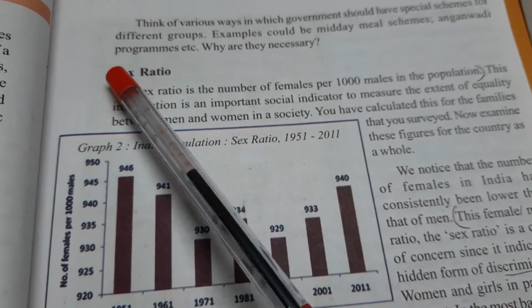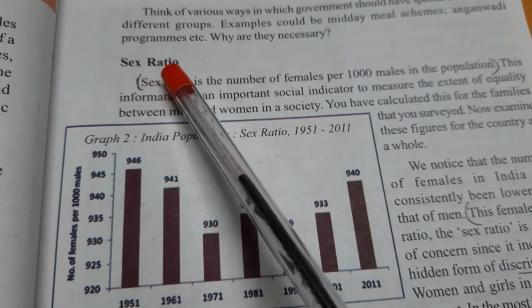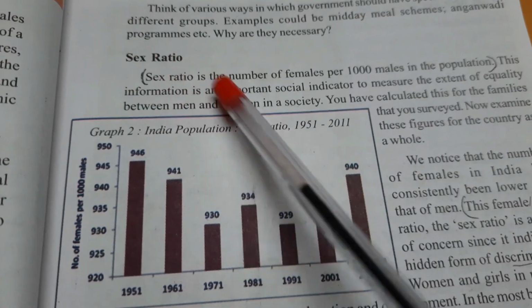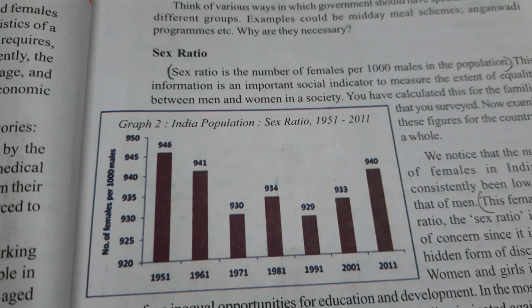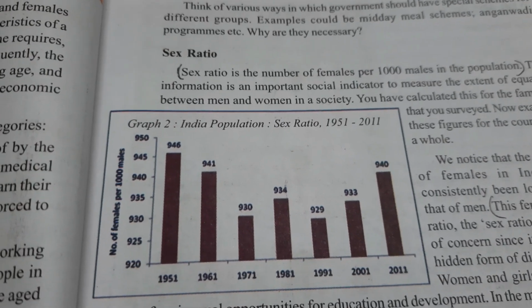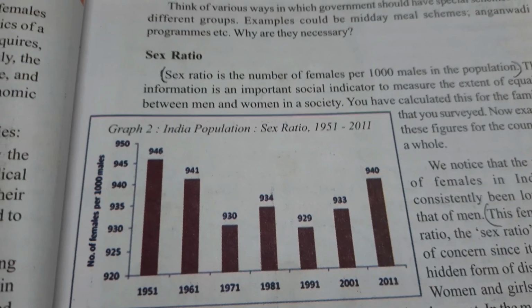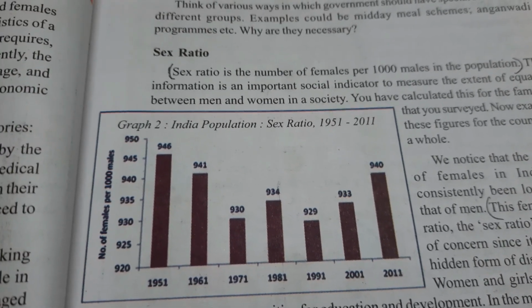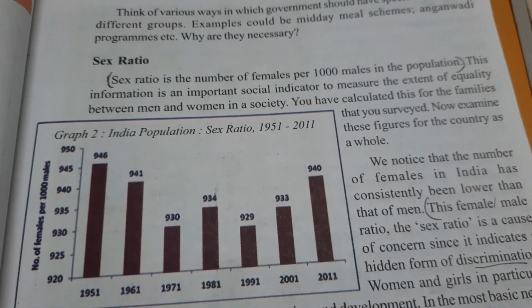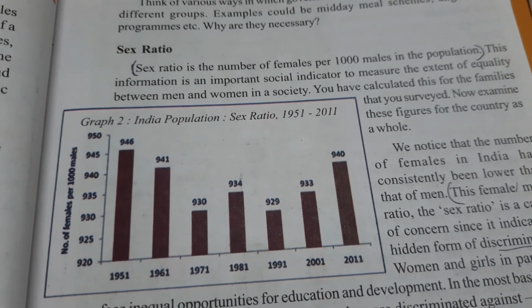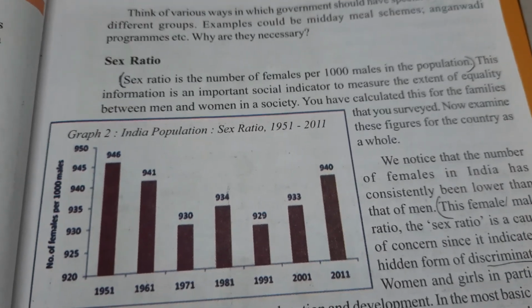Now see children, we have another topic, that is sex ratio. What do you mean by sex ratio? Sex ratio is the number of females per 1000 males in the population. It means the number of females per 1000 males in a population is called the sex ratio.